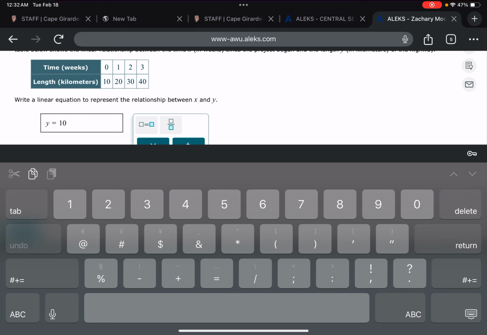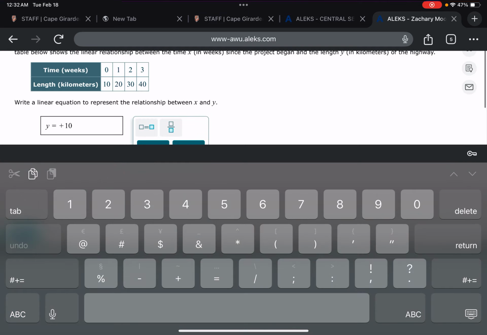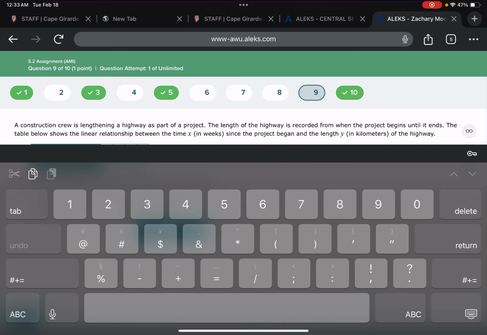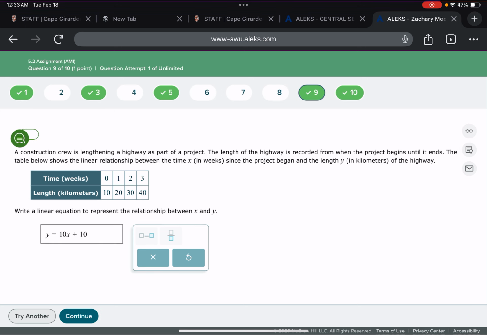It's going to be plus. If I can find the plus button. So y equals, and then we need our slope. So from 0 to 1, okay, how much did your y go up? So it went from 10 to 20, then from 20 to 30. That means it's going up 10 each time. So not only is your y-intercept at 10, but your slope is also 10. And then don't forget to put your x next to it. Okay?